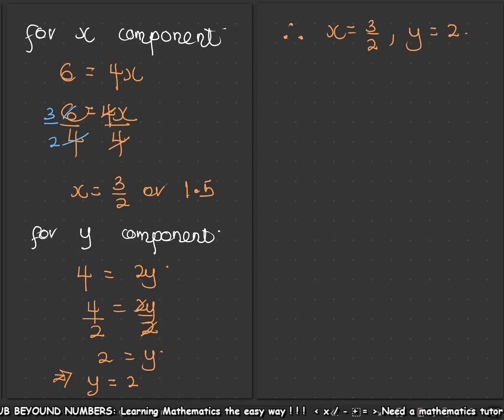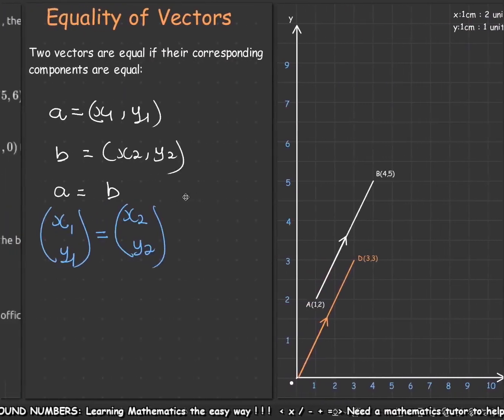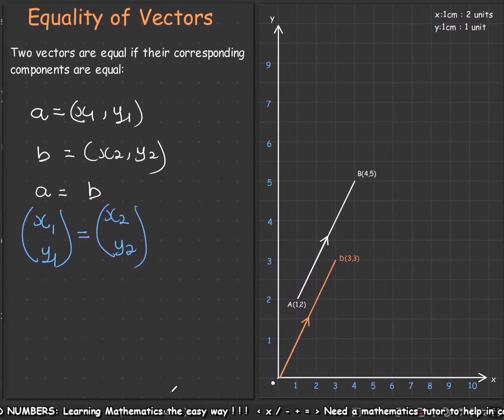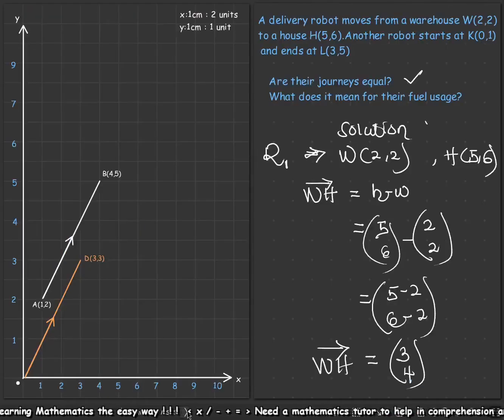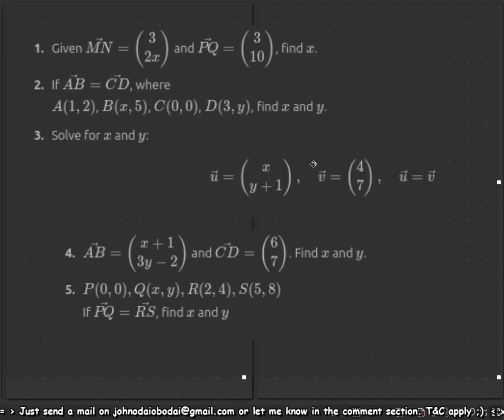As simple as that. So basically, this is how we apply equal vectors. And as we have said, vectors are said to be equal if corresponding components are equal. We started by drawing some vectors here, and I showed you that their magnitudes can also be equal for you to determine that they are equal. Now, as usual, I'll leave you with some exercises so that you try your hands on, just to test your understanding. So here are the questions.